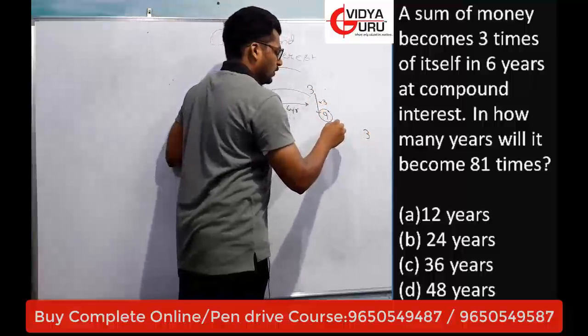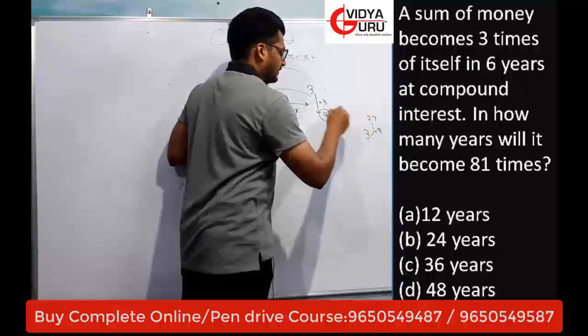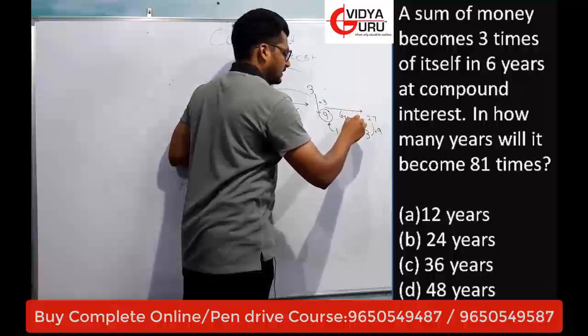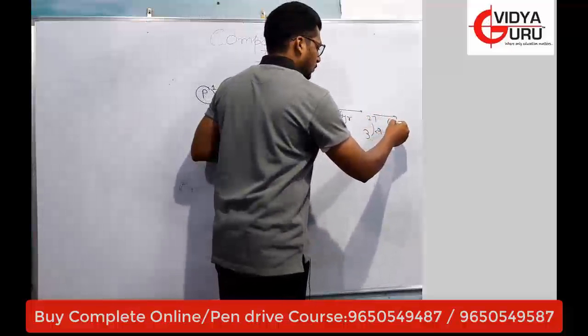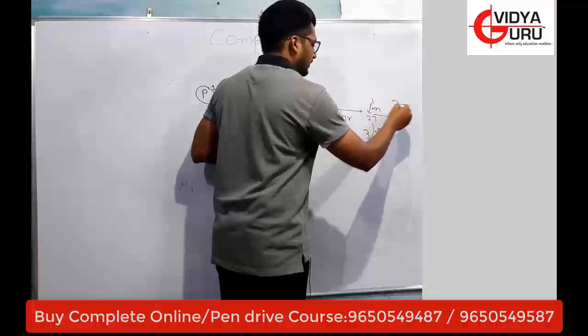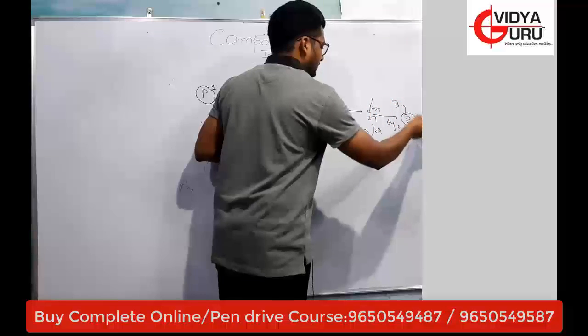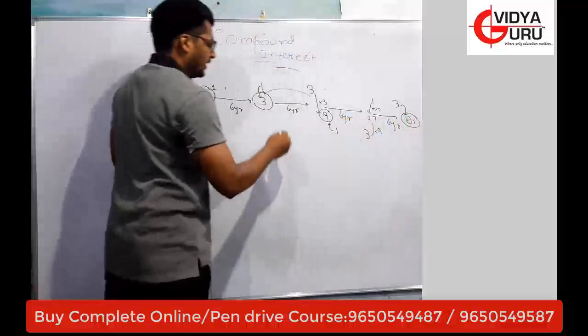In the next 6 years, again the ratio will be 1:3. Value of 1 is 9, value of 3 will be 27. And again, the ratio for the next 6 years will be 1:3. Value of 1 is 27, value of 3 is 81. How much time has it taken? 6, 6, 6, 6, 24 years.